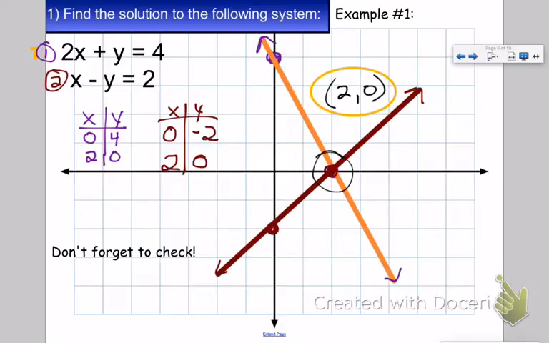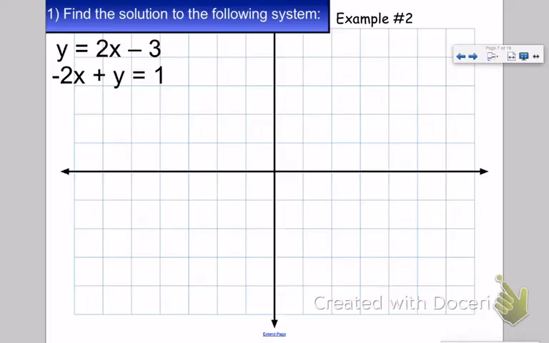Now it says don't forget to check. That means we can check algebraically in both equations. So if our x is 2, I'm going to plug that into the first one, and our y is 0. Let's see if that equals 4. Yep, 2 times 2 is 4 plus 0. And then 2 minus 0 equals 2. That is also true, so we check that.